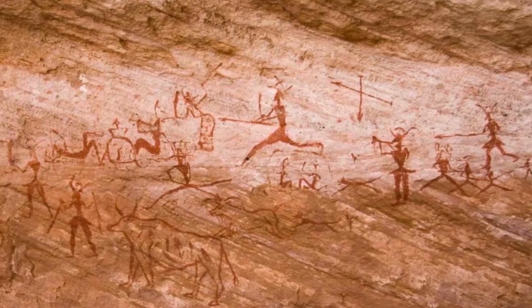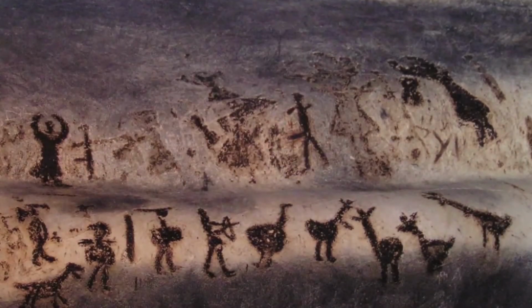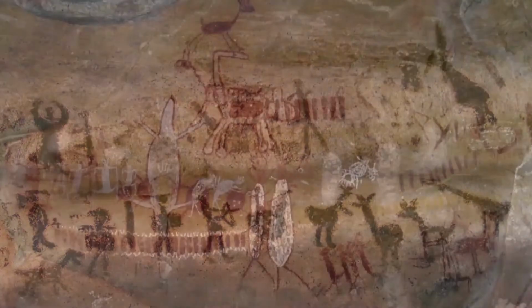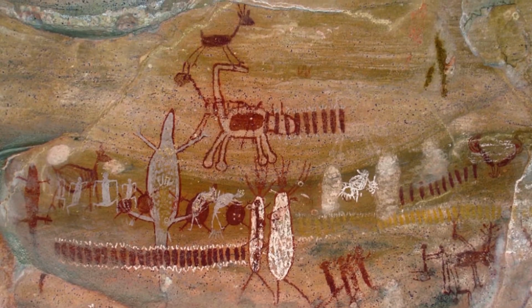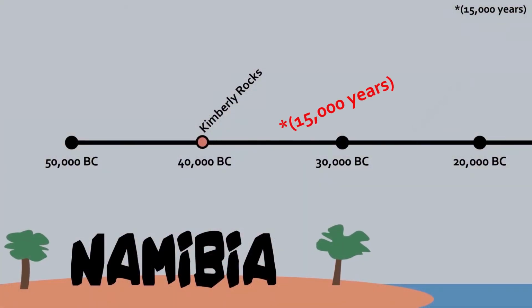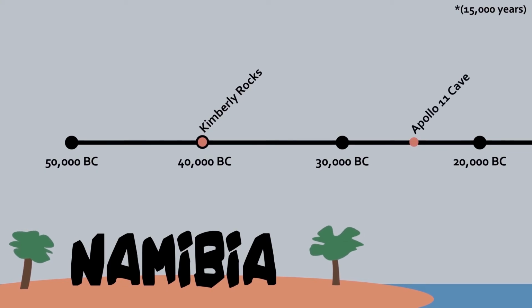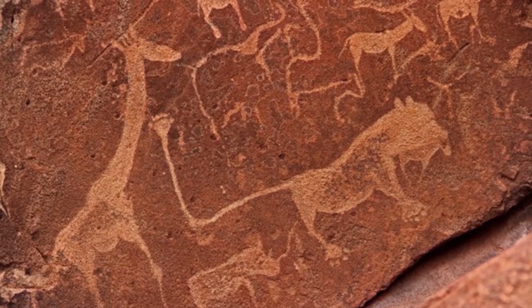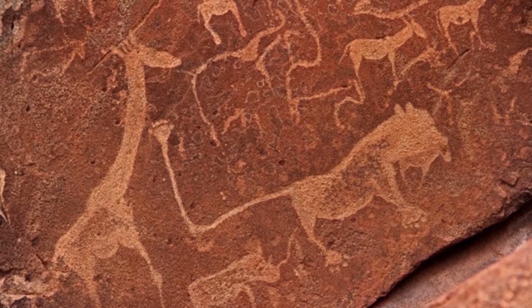Cave paintings from the Stone Age usually display similar content no matter where they are in the world. Images of animals are prevalent everywhere. In Namibia, around 5,000 years after the Kimberley rocks, the Apollo 11 cave depicts giraffes, lions, and bees, all of which are still local to the area.